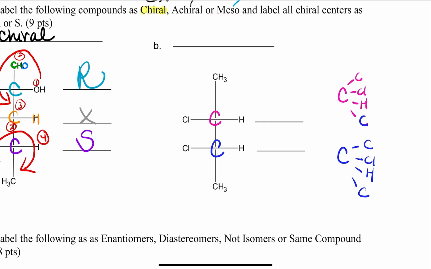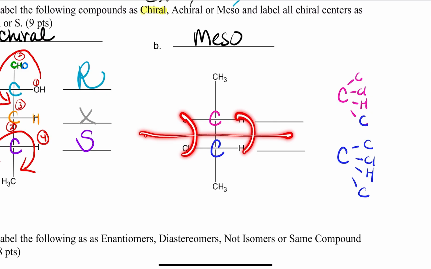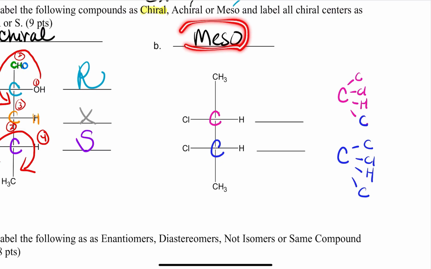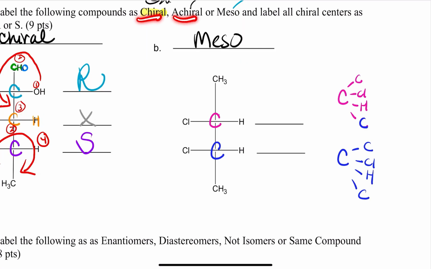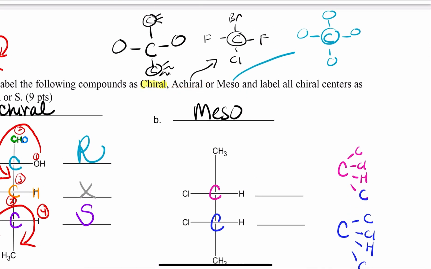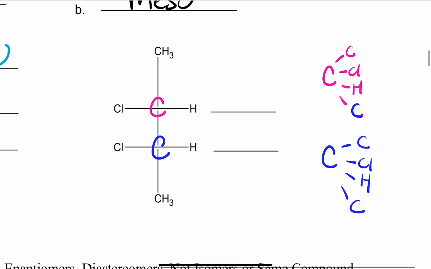It's meso because it has at least 2 chiral centers, 2 carbons that are attached to 4 different things, and there's somewhere where you could fold it and the things would fall on top of each other and be the exact same thing. So the meso basically has what chiral has and what achiral has, because achiral only has symmetry. So now we have to figure out, again, the R/S.